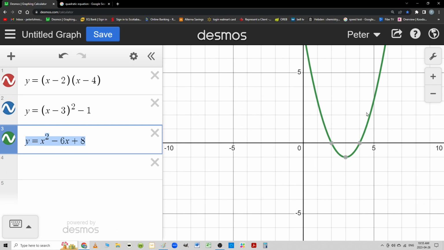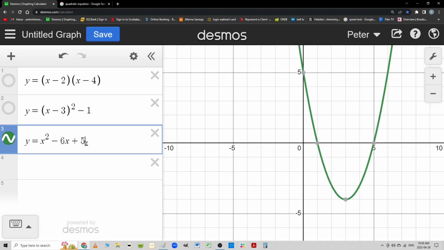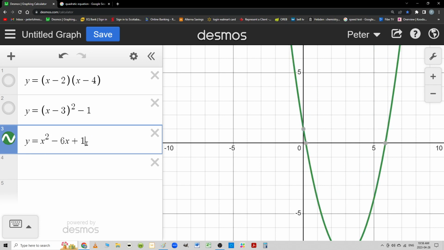Notice that this particular quadratic crosses the x-axis in 2 spots. But I also want you to notice that quadratics can cross in 2 spots, or they can cross in no spots.